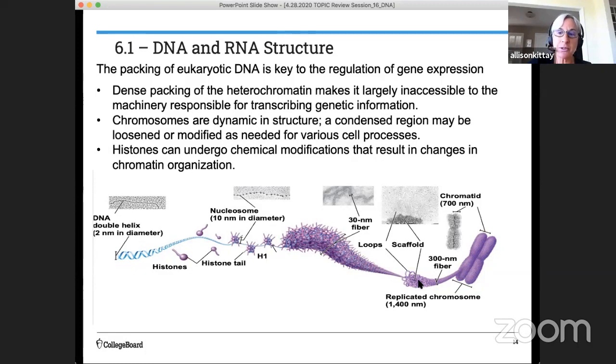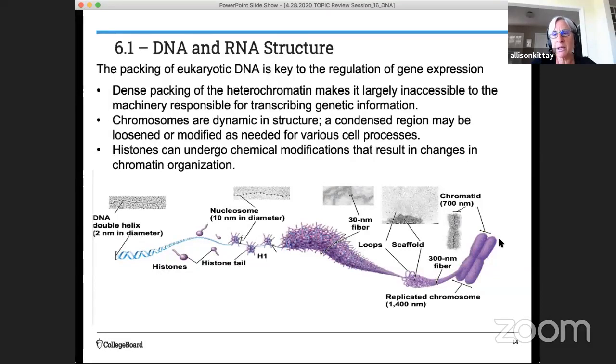And those histone proteins, as we'll see on Thursday, can undergo chemical modifications that result in changes to how the chromatin is organized. So you can see we've got our double-stranded DNA molecule. Okay, and then the histone proteins, they have a tail and a head, and they kind of wrap around that to form what's called a nucleosome. And then those nucleosomes form loops, and then we can see that we have a chromatid that's got that chromatin all densely packed. And this is a replicated chromosome with two chromatids.